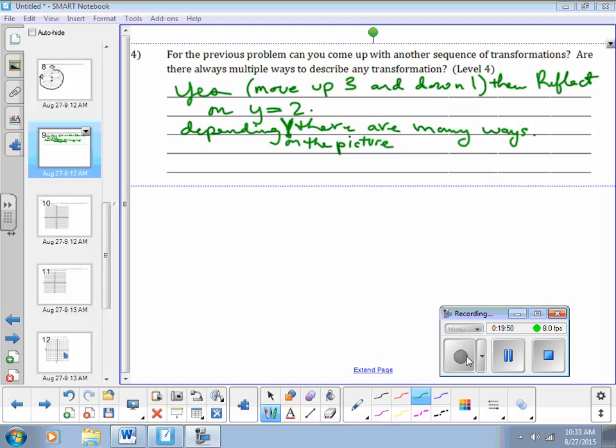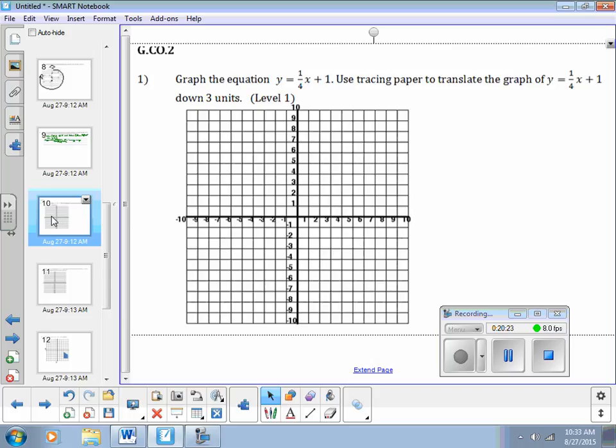Does that make sense? The way I wrote it, depending there are many ways, doesn't make sense, does it? My English grammar is very odd. So can you guys put something in there that says, depending on the picture, you don't have to erase anything, just you know how to put that little arrow that says that that's supposed to go in there. Yeah. Okay. All right. So do you guys see how you can answer that a couple different ways? Yeah. All right. Graphing that's got to be super easy.